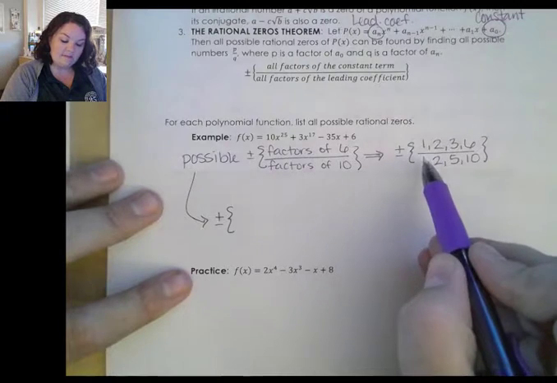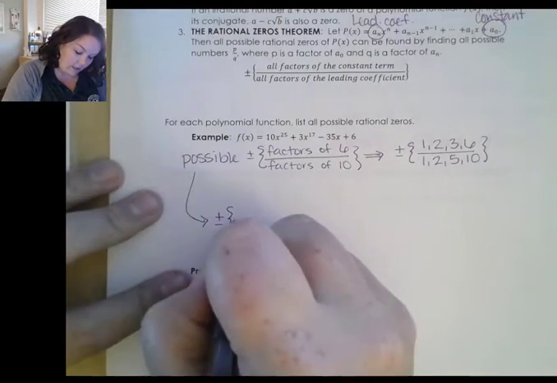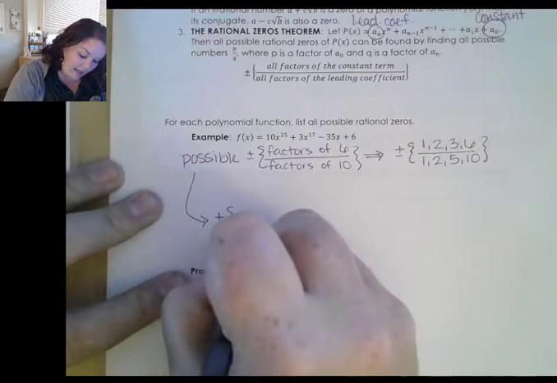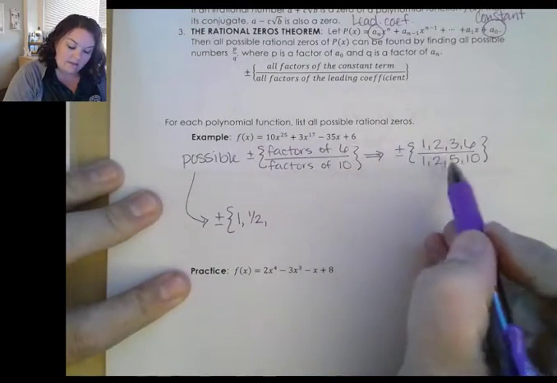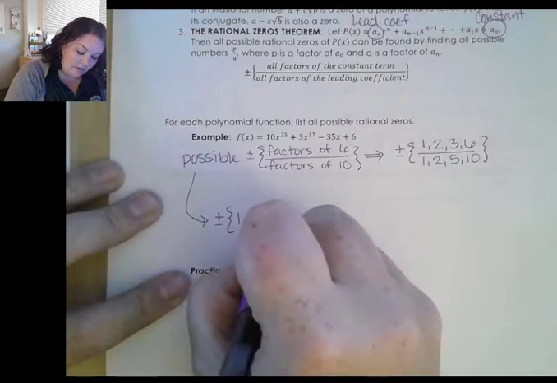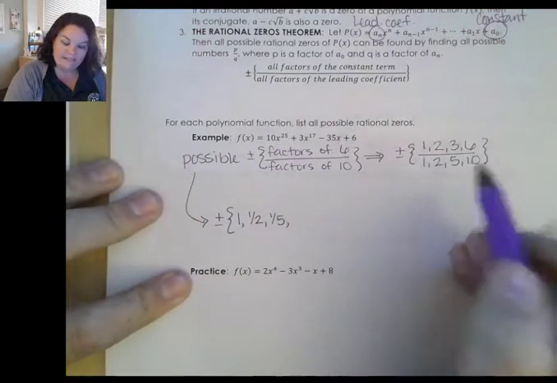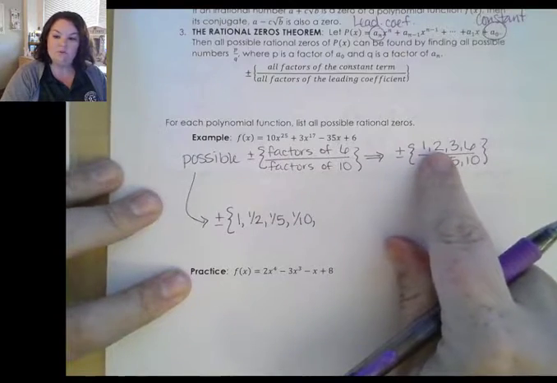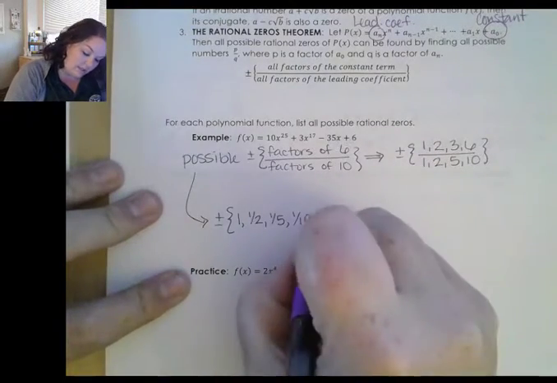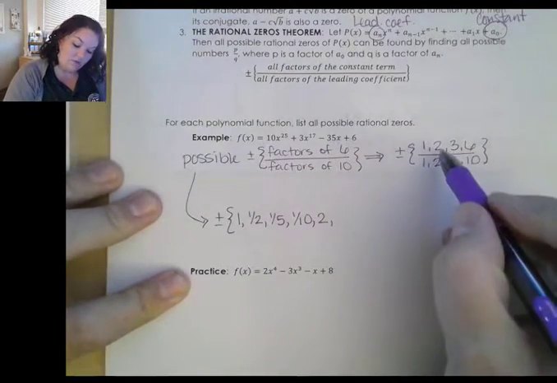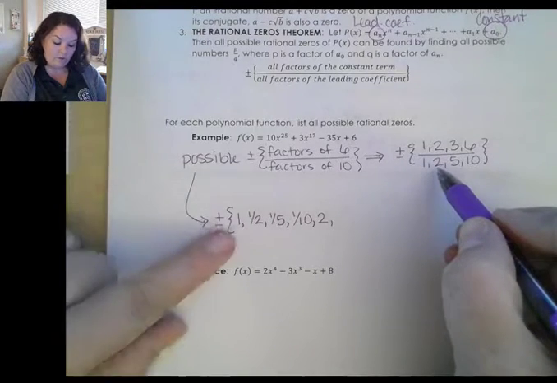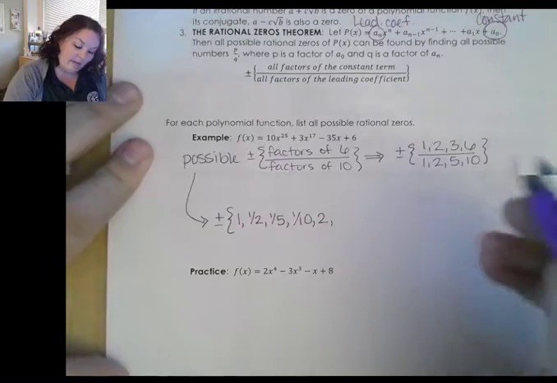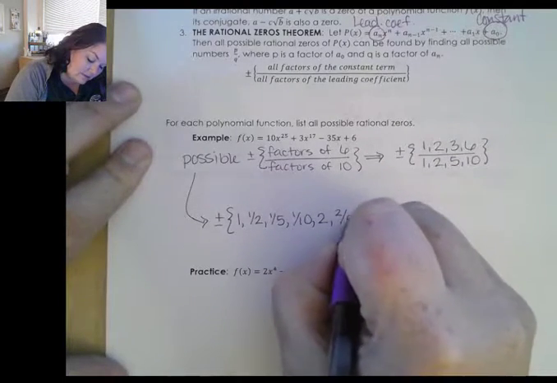If I do 1 divided by 1, I get 1, right? 1 divided by 2, I get 1/2. 1 divided by 5, I get 1/5. 1 divided by 10, I get 1/10. Now I want to do 2. 2 divided by 1 is 2. 2 divided by 2 is 1, which we already have listed here, so I'm not going to list it again. 2 divided by 5 is 2/5.